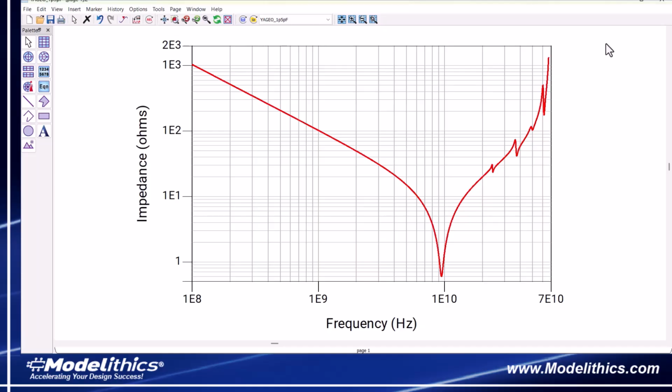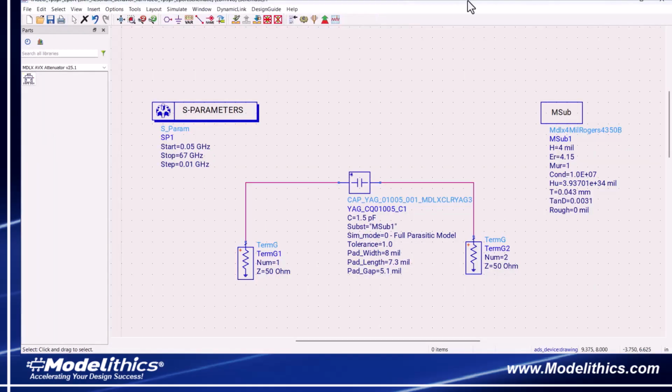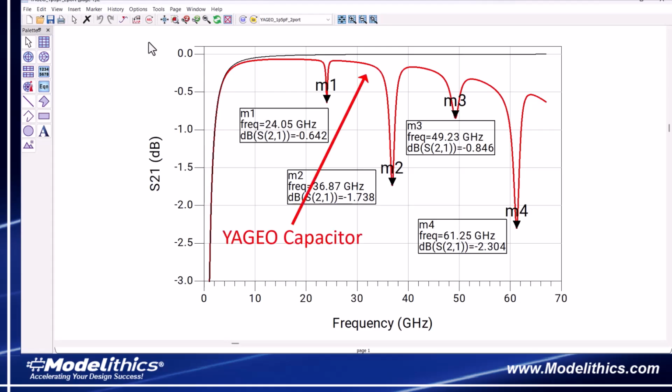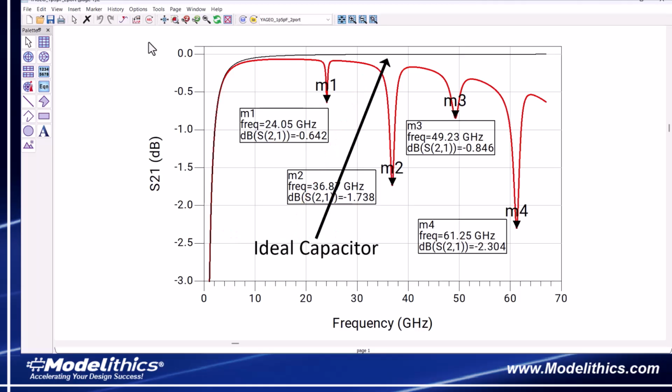To understand better, let's perform an S-parameter simulation of the same model in a two-port series configuration. This is the simulation schematic. Here's the simulated S21 of the 1.5 picofarad CQ0100 capacitor. For comparison, the black trace represents S21 after performing the same S-parameter simulation of the ideal 1.5 picofarad capacitor. Now, when we look at the simulated S21 of the Yageo capacitor, we see distinct attenuation notches at the same frequencies where the impedance spiked.